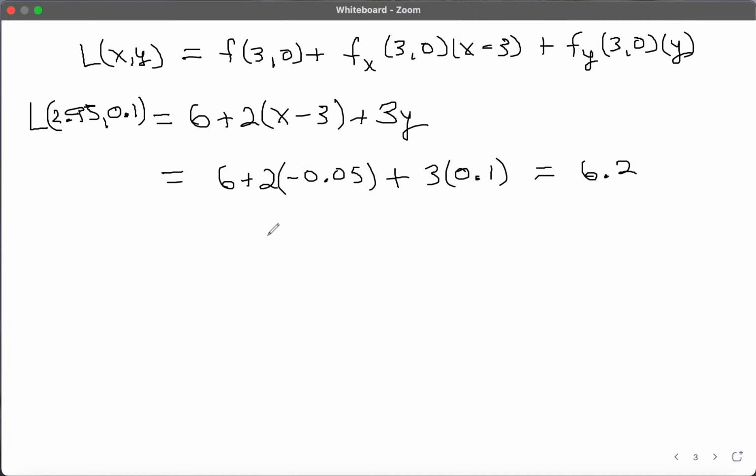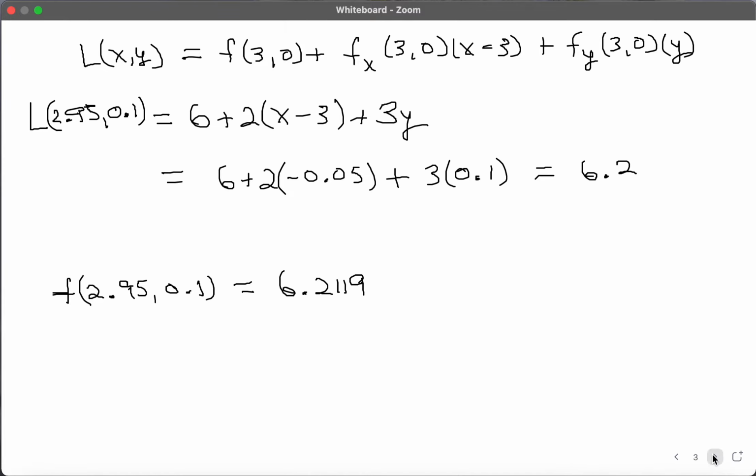So what we can do is we can go ahead and actually plug it in, which is what I did beforehand with a calculator. So if we actually evaluate f(2.95, 0.1), we're going to see that we got 6.2119. So that's a pretty good approximation. And yeah, you can answer pretty much all questions like this. Just follow the same pattern. Make sure you know the formula.